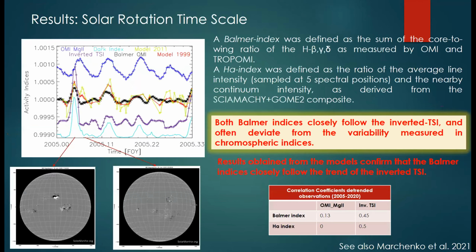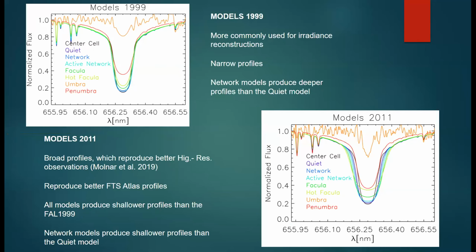So why did we decide to analyze the synthesis obtained from two sets of atmosphere models? The reason is that the 99 models are those that are most widely used for solar irradiance reconstructions. However, as I showed you before, the 2011 models for the quiet sun seem to best reproduce the reference spectrum. Also, a recent analysis carried out on high spatial resolution observations of H-alpha shows that the 2011 models very well reproduce certain properties of these lines.